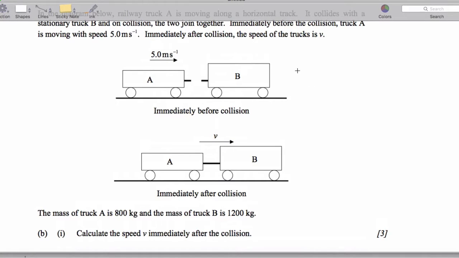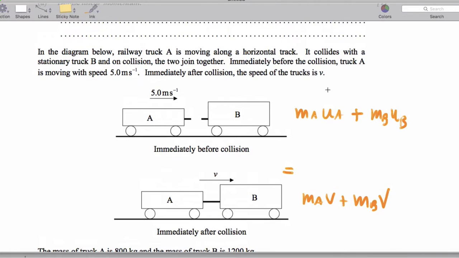Right here, I'm going to want to write down MAUA plus MBUB. And then here I'm going to write an equal sign. Looks like they've got the same speed, so I'll say MAV plus MBV going at the same speed.